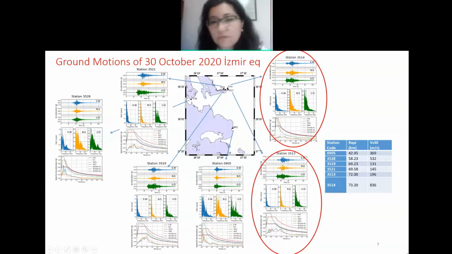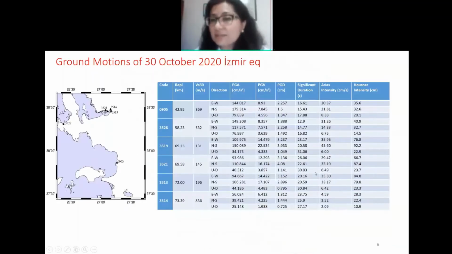You could see the plateau here where I'm showing you, and it is really close to the codes actually. It's closer to the current code than the 2007 code in the long period region, but it is below the code anyways. And in 3514, even though we don't see such an amplification in terms of peaks, I still see some elongation, and this is really there in the significant durations as well as Arias intensities and Housner intensities.